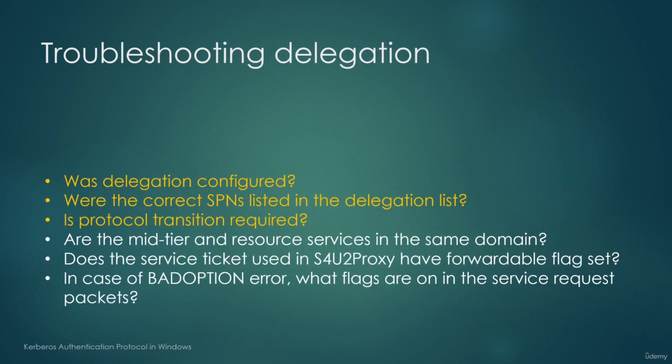We need to make sure that the delegation is configured as required, that the correct services are listed as resources, and that we can have end-to-end Kerberos authentication. We should verify that all the application tiers are in the same domain, and whether the request needs to cross domain trusts. We should verify that the required flags are set in the requests and tickets.